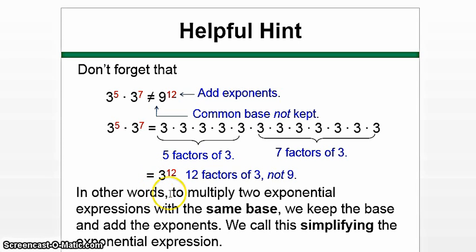In other words, to multiply two exponential expressions with the same base, we keep the base and we have to add the exponents. We call this simplifying the exponential expression.